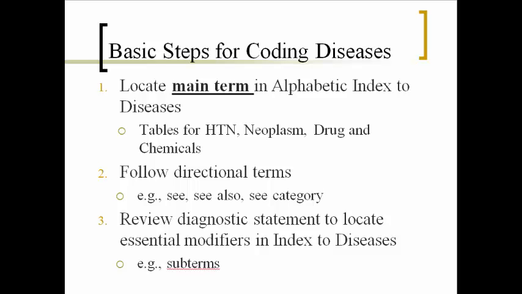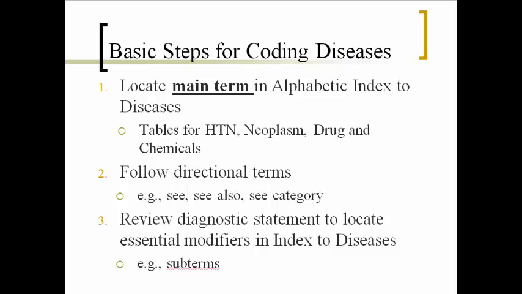So our basic steps for coding diseases start with number 1. We're going to locate our main term in the alphabetic index. Remember that you have tables for hypertension and neoplasms. If you haven't located these tables in your indexes yet, you may want to pause the recording and do so. Some students prefer to add tabs to their code books for quicker reference.